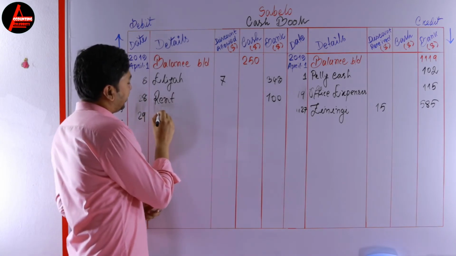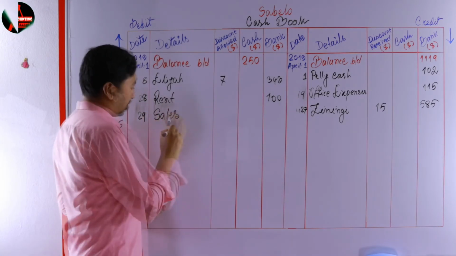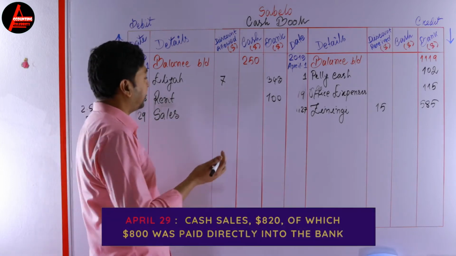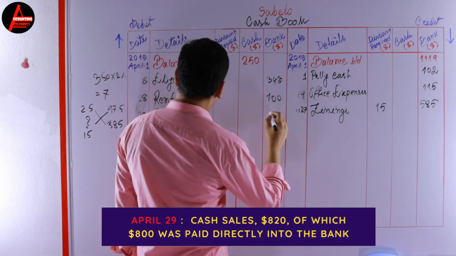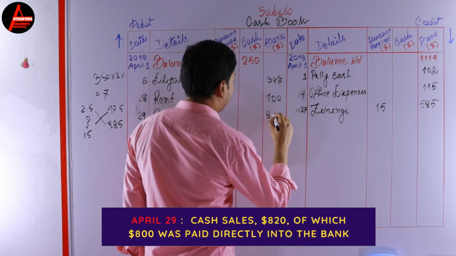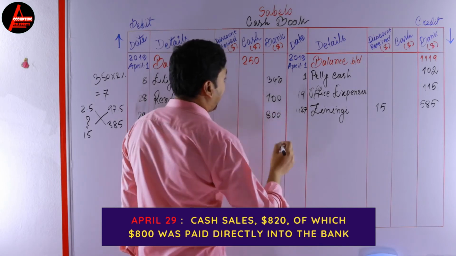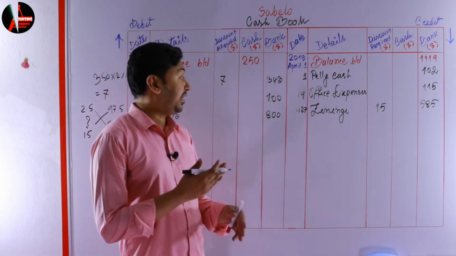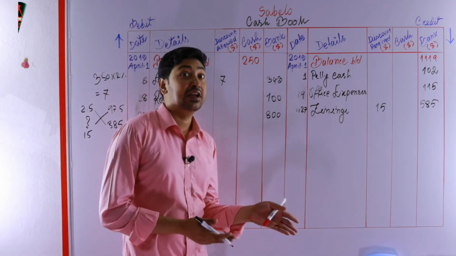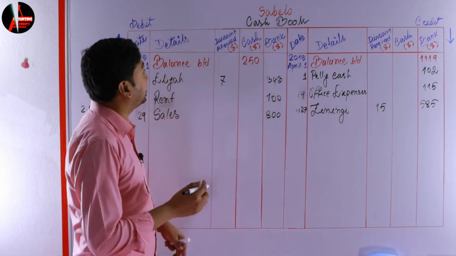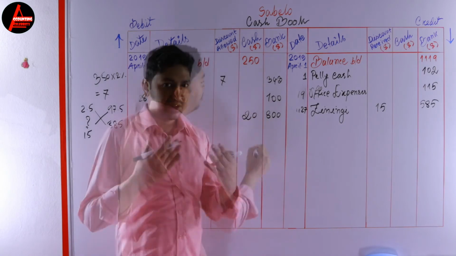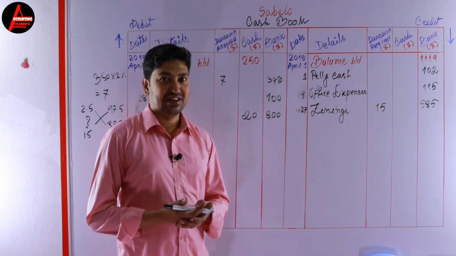29, we will write here sales. Okay. Then our value is here $800 in the bank column, because it is written that directly we paid $800 in the bank, and total value was 820. So 820 minus 800 equal to 20. This $20 will remain in the cash column. So we have recorded all the transaction.